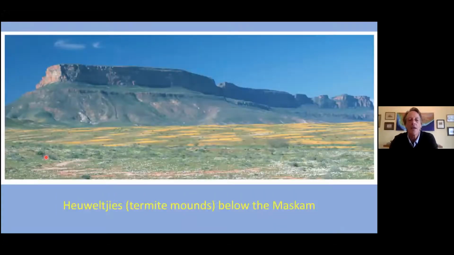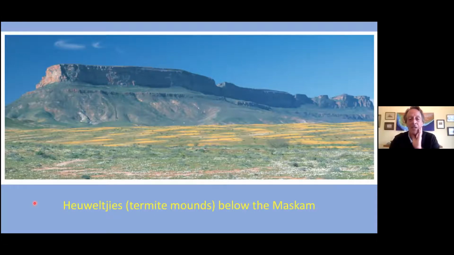The other indicator of a potentially wetter, more plant-rich community in the past are the Heuweltjies. These are termite mounds, ancient termite mounds. You see them here in yellow flowers, and they form these circular patterns. They're very common on the landscape once you learn to look for them. And this is the Moskom on the N7 near Clover. And you see these beautiful displays of Heuweltjies, especially during flower season. So if you go up there now, you'll see beautiful displays of these.